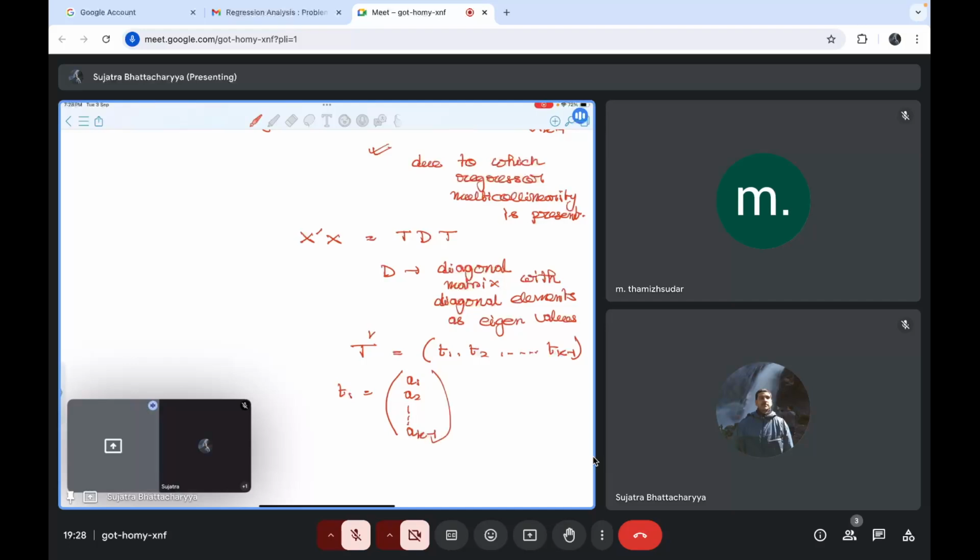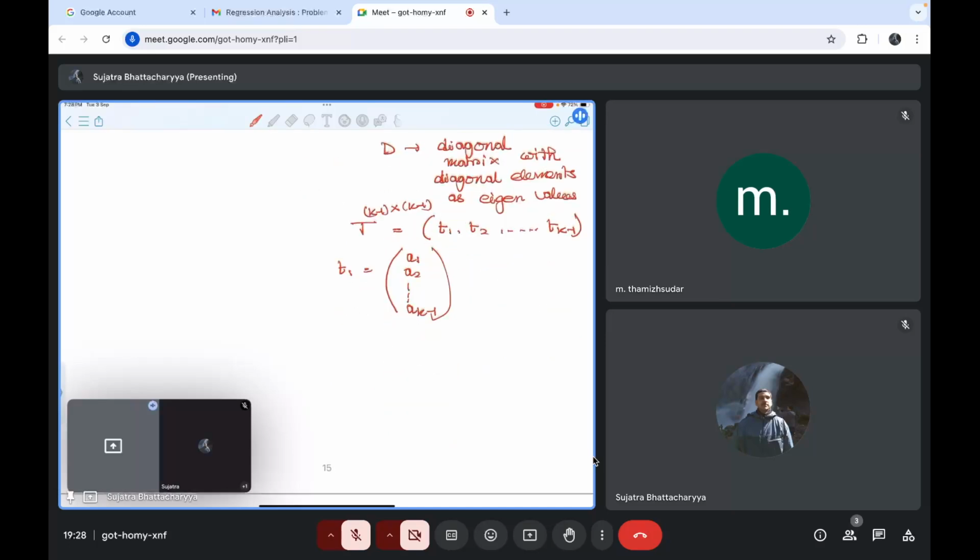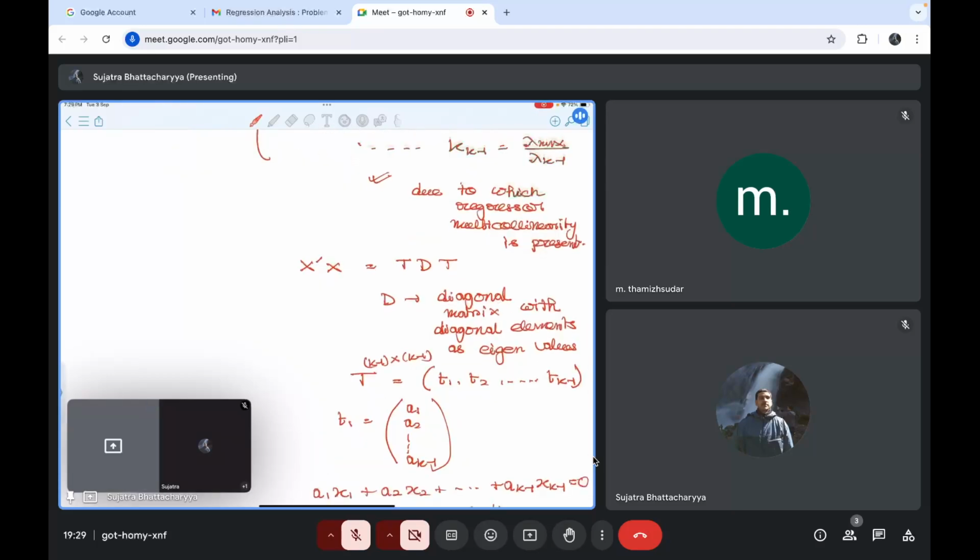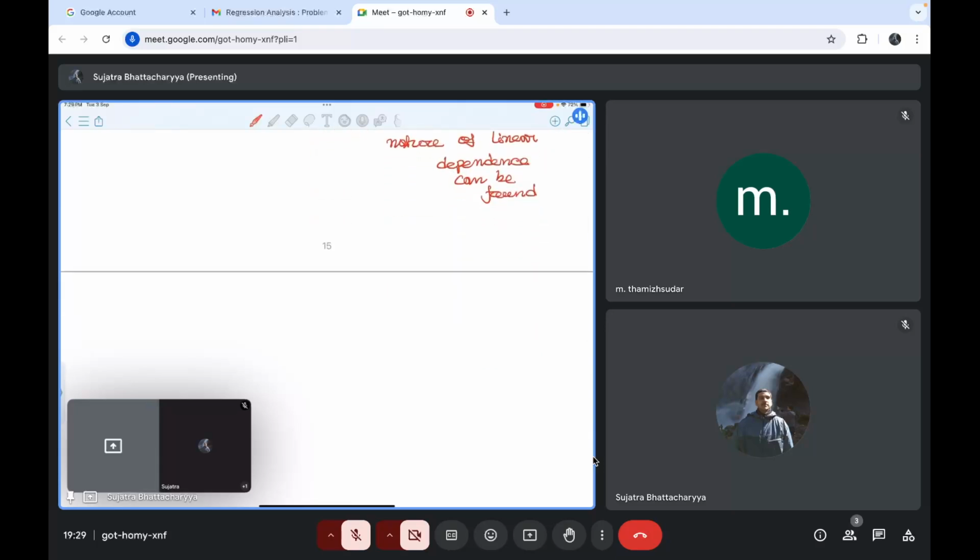Okay, so this is actually a k minus 1 cross k minus 1 matrix. Based on this, we can write that a1x1 plus a2x2 and so on up to a(k minus 1)x(k minus 1) is 0. So the nature of linear dependence can be found. That's all. These are the important techniques through which we will see how to do this.